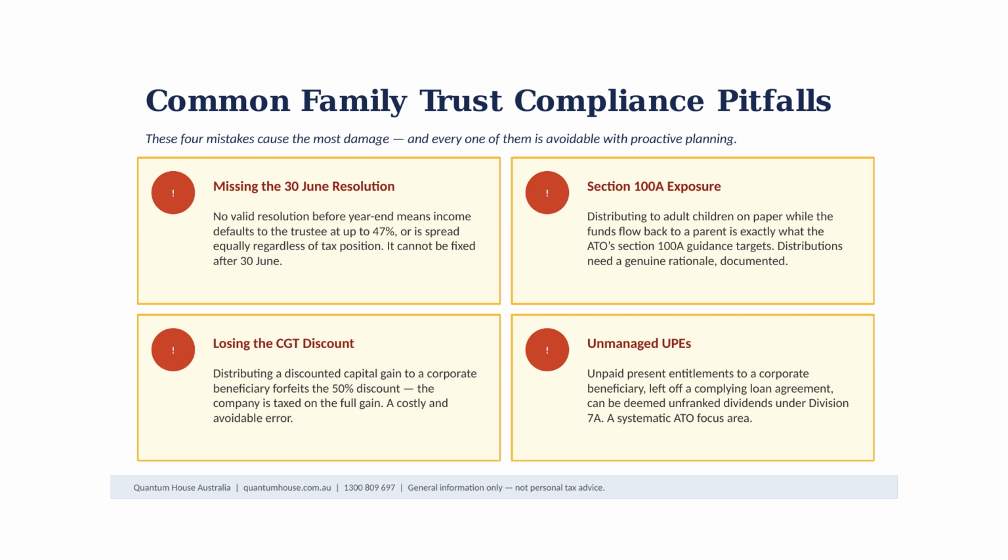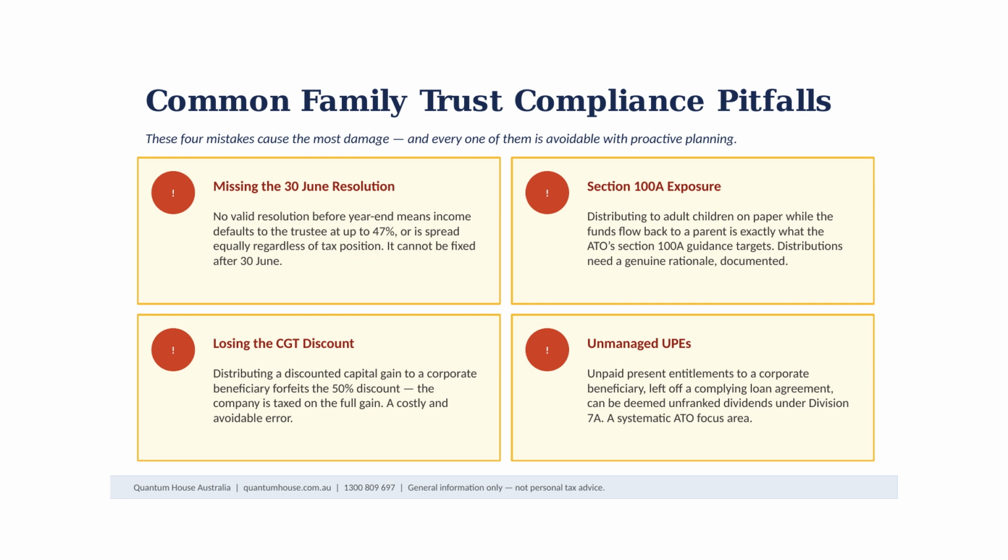Pitfall 2. Section 100A Exposure. Distributing to adult children on paper while the money flows back to a parent is precisely what the ATO's guidance is designed to catch. Distributions now need a genuine rationale, and it should be documented.